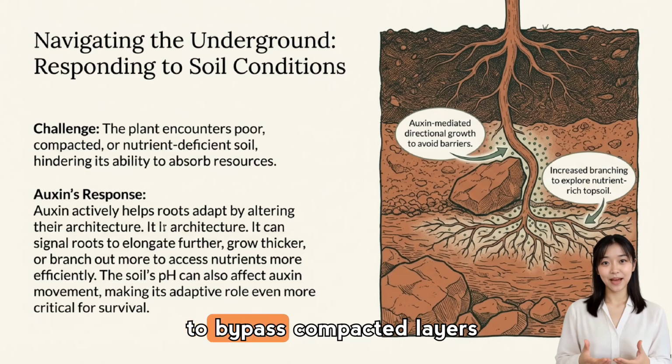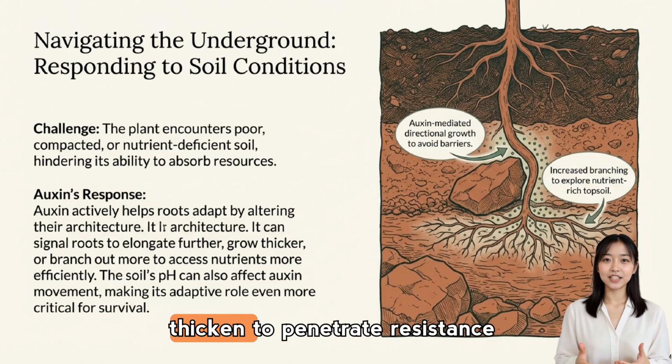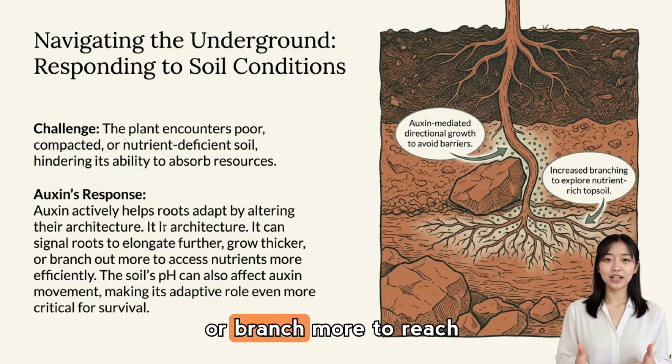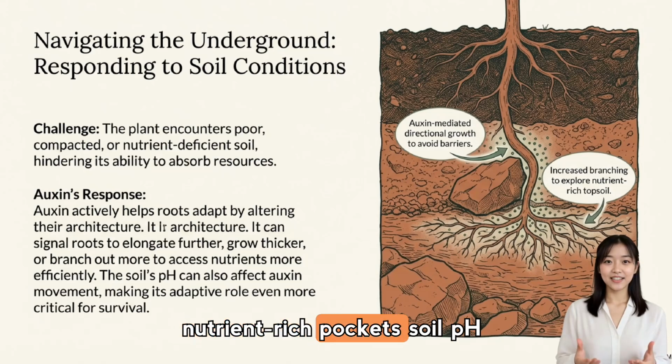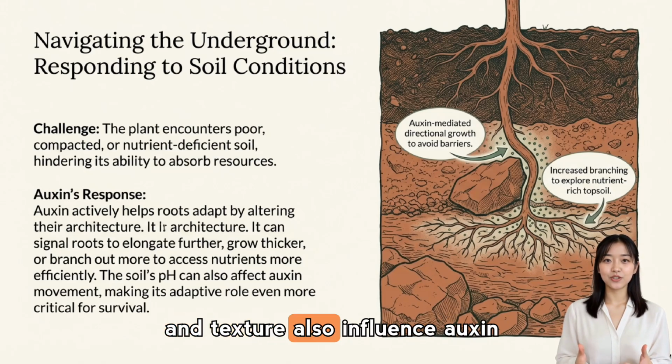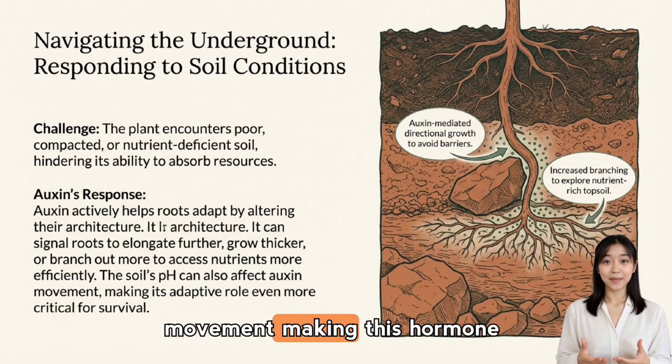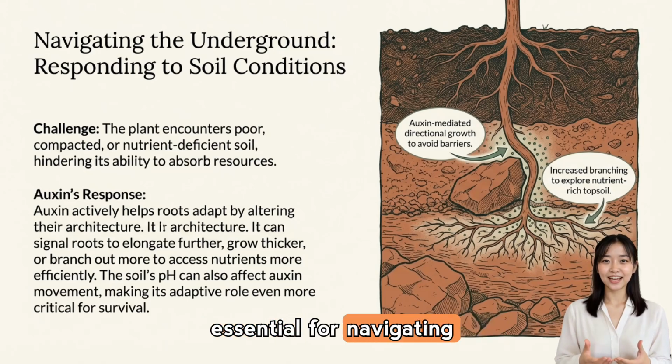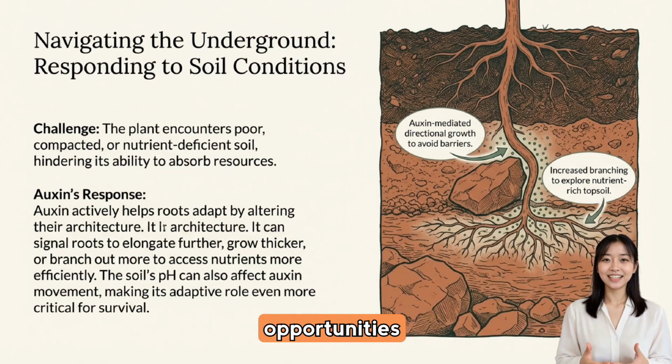In challenging soils, auxin helps roots adapt by altering architecture. Roots may elongate to bypass compacted layers, thicken to penetrate resistance, or branch more to reach nutrient-rich pockets. Soil pH and texture also influence auxin movement, making this hormone essential for navigating underground obstacles and opportunities.